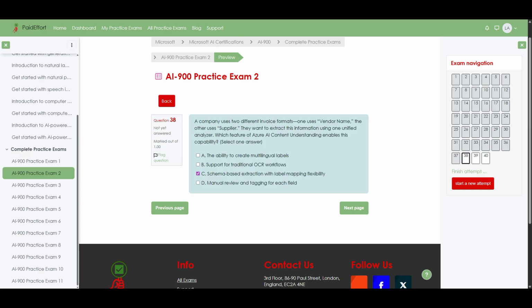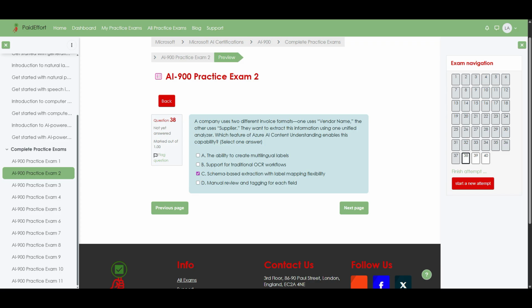To begin with, schema-based extraction with label mapping flexibility allows Azure AI Content Understanding to identify and extract the same data field even when it's labeled differently across documents. For instance, vendor name and supplier can both be mapped to a single schema field like company name, allowing the analyzer to unify extraction without confusion. Meanwhile, although multilingual labels are supported by Azure, that feature alone doesn't enable this kind of mapping flexibility. It's more about handling input in various languages, not interpreting label equivalents.